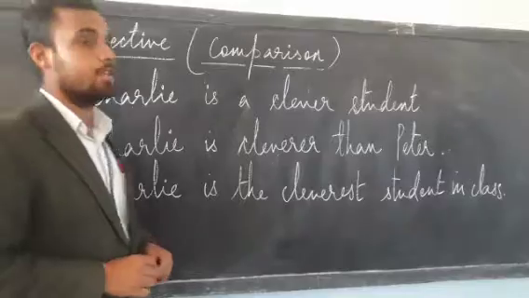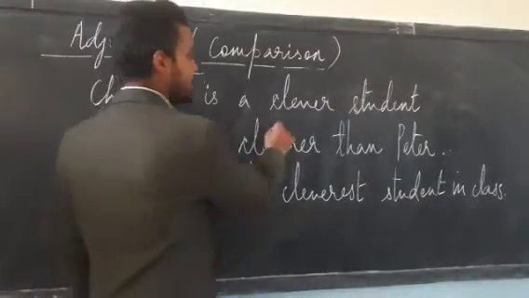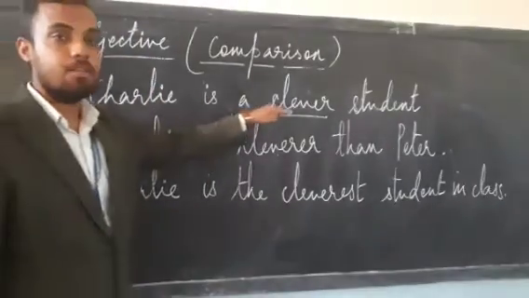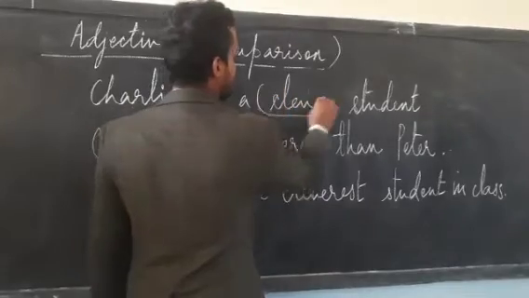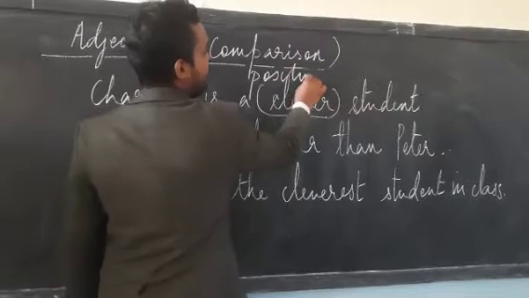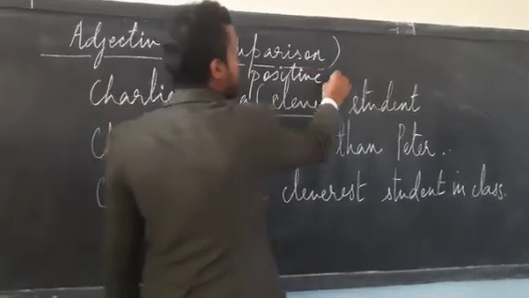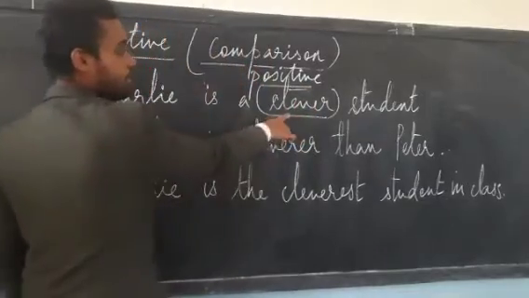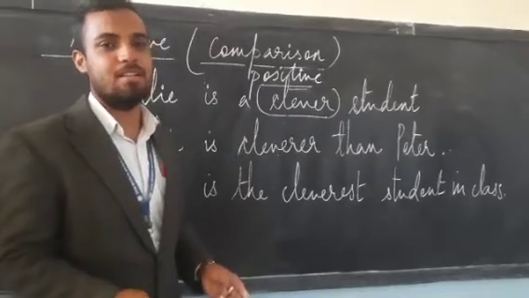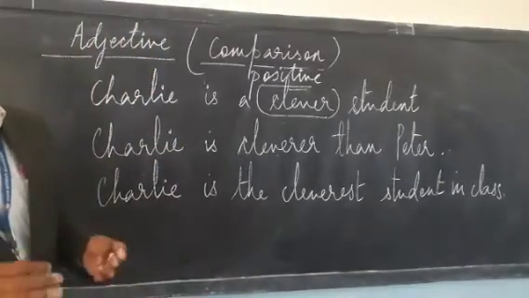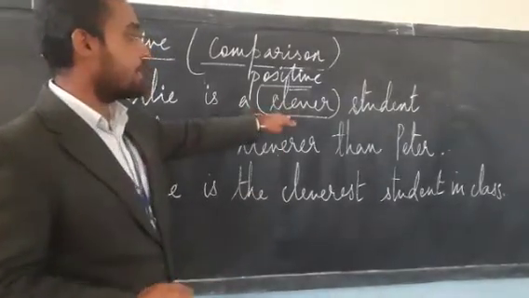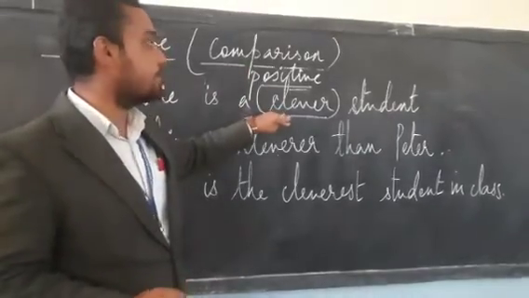Charlie is a clever student. This is an adjective. Now this sentence is having a positive degree. Clever over here is meant for positive degree, like I told you, because degrees of adjectives are used to compare. Clever in this sentence is a positive degree, and positive degree is used for a simple sentence. The positive degree of an adjective is the adjective in its simple form.